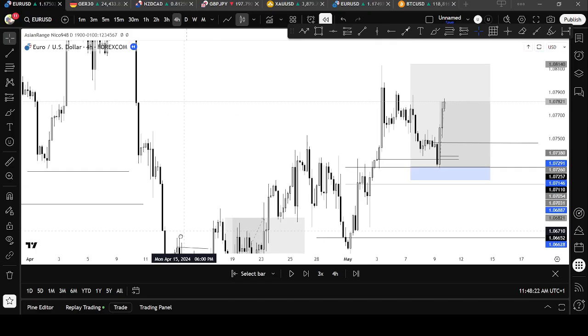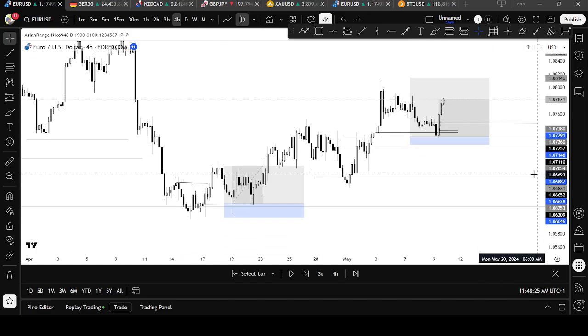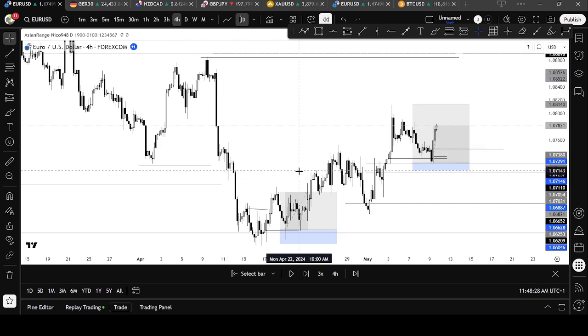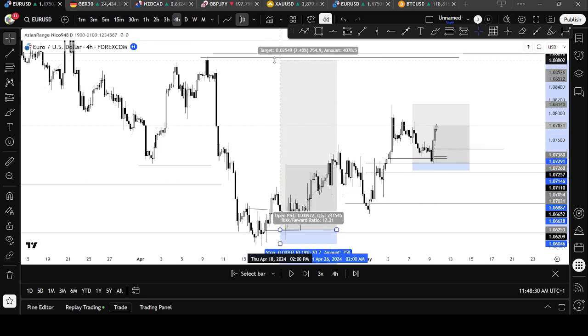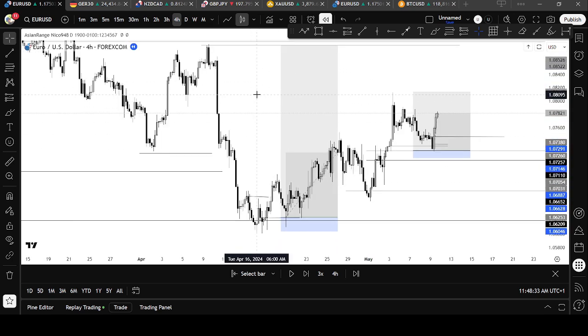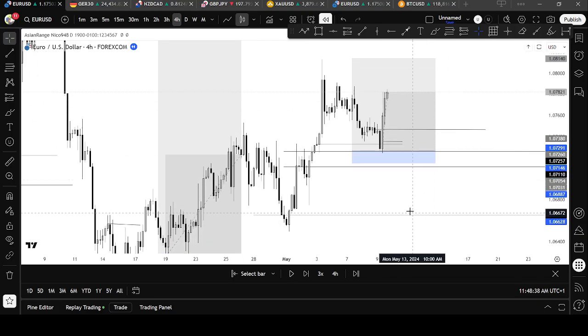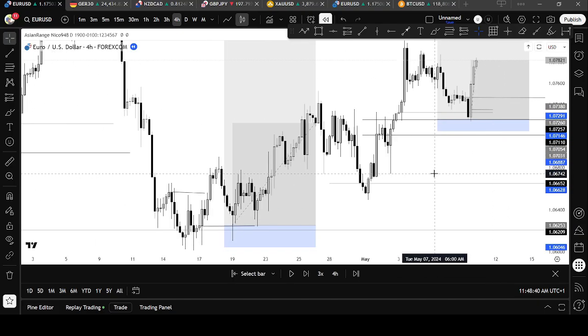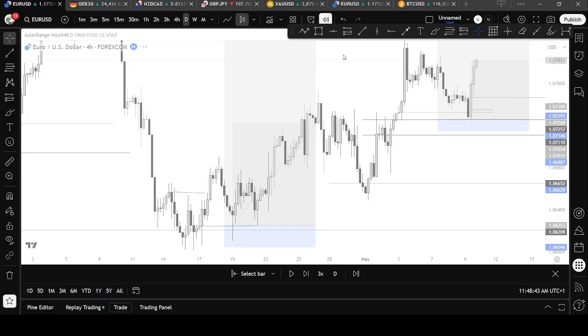Put my stop loss below here. And where will my targets be? My targets will be up here, because I know that a new storyline has started. I hope we understand. Let me go back to the daily time frame and look for another entry.